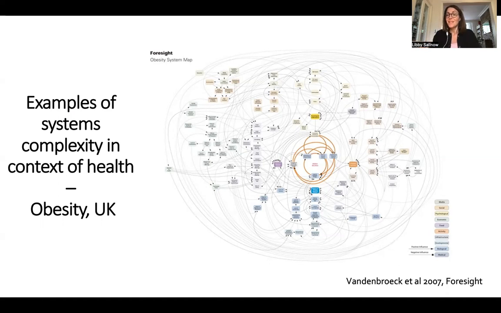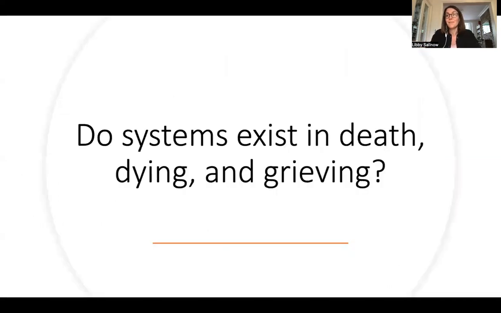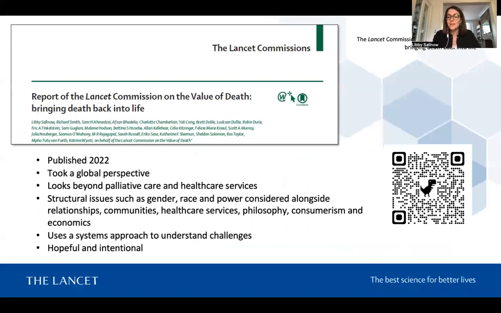So it's these kind of ideas that have now come into palliative and end-of-life care. And the question is, do systems exist in death, dying, and grieving? Well, to answer this, we need to look at the Lancet Commission that I mentioned we published this time last year. This is a QR code if you want to download it. It's free to download if you type in the title as well.